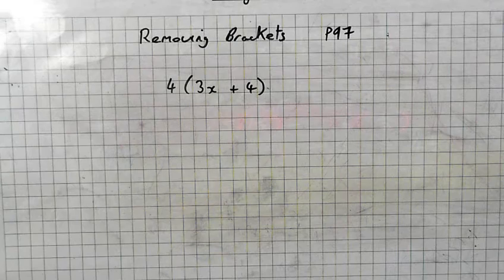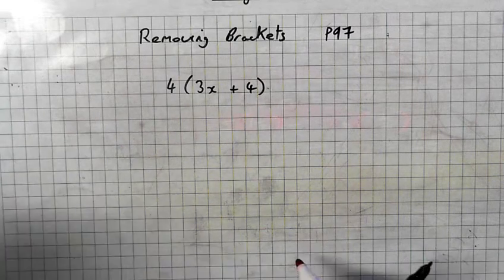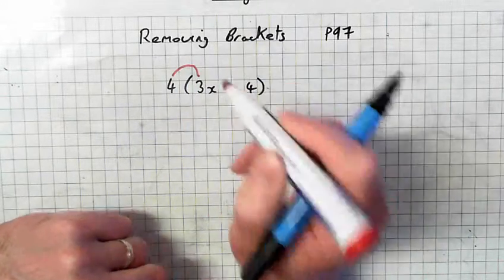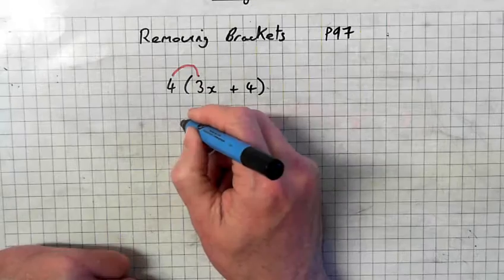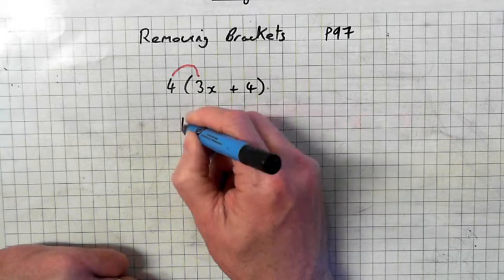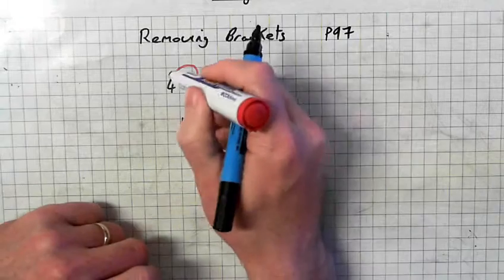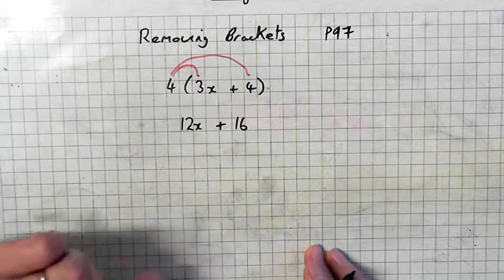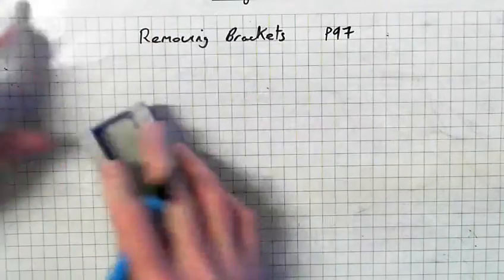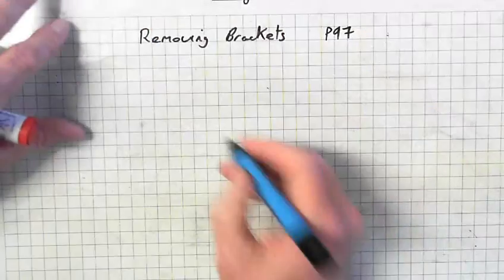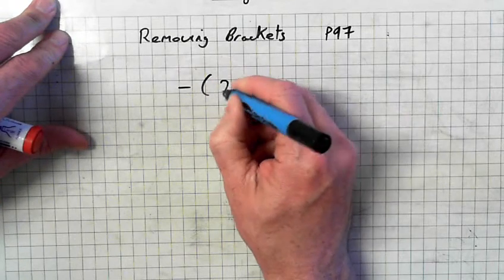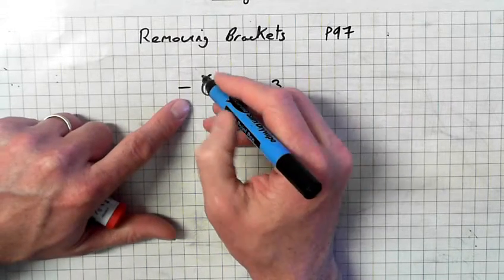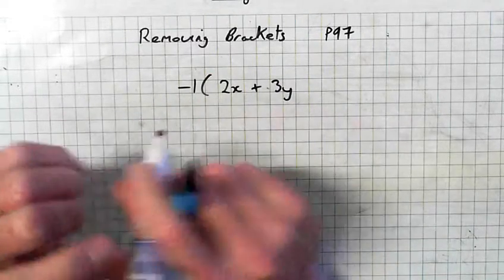So if you weren't using the box method that I have recorded in the other video, first of all, this is what you do. 4 times 3x. 12. 12 what? 12x. Now you go 4 times 4. 16. So this is the method that you use if you're not using the box. So minus. What number is missing there? 1.